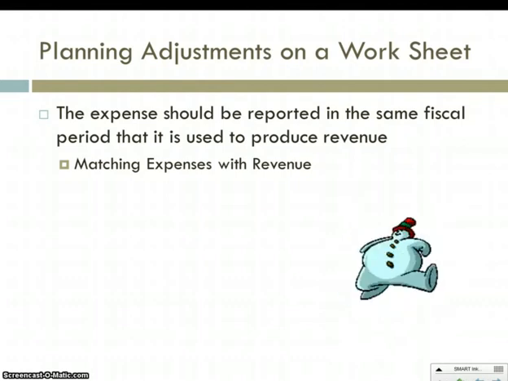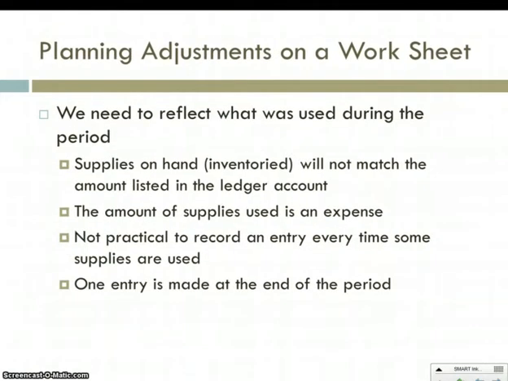We need to bring those accounts up to date at the end of the fiscal period. We need to reflect what was used during the period. The supplies on hand, or those inventoried, are not going to match the amount listed in the ledger account. We actually would have much less on hand than what is showing up in our ledger. The amount of supplies used is an expense, and it's not practical to record an entry every time some supplies are used. What we do is create one entry at the end of the period.